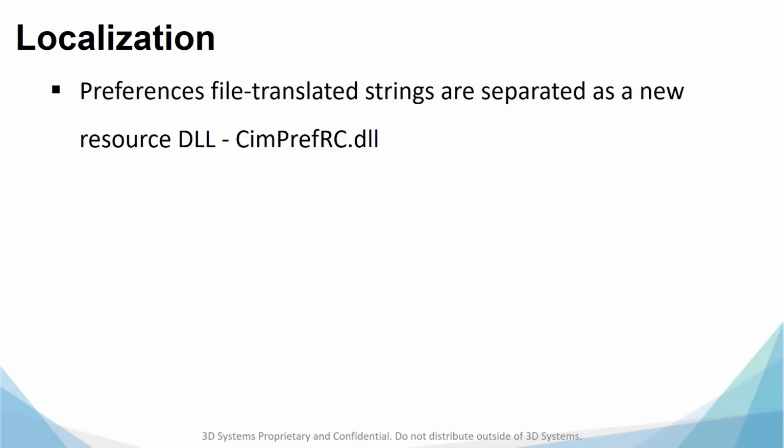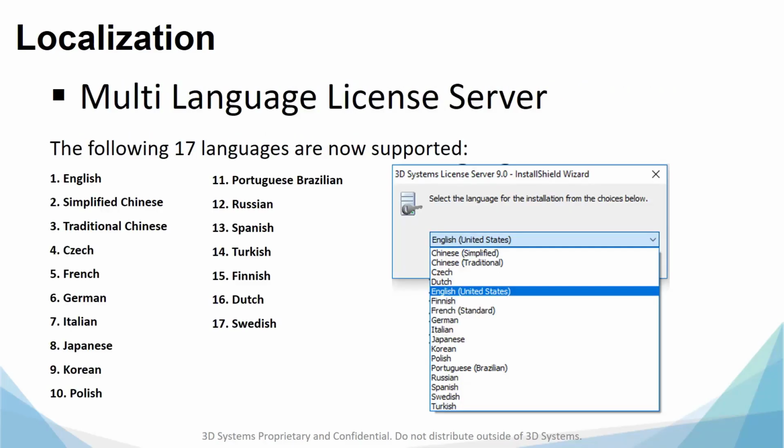A new improvement regarding localization: preferences file translated strings are now separated as a new resource DLL. It's called Cimatron DLL. So all the preferences file strings are now in a new DLL.